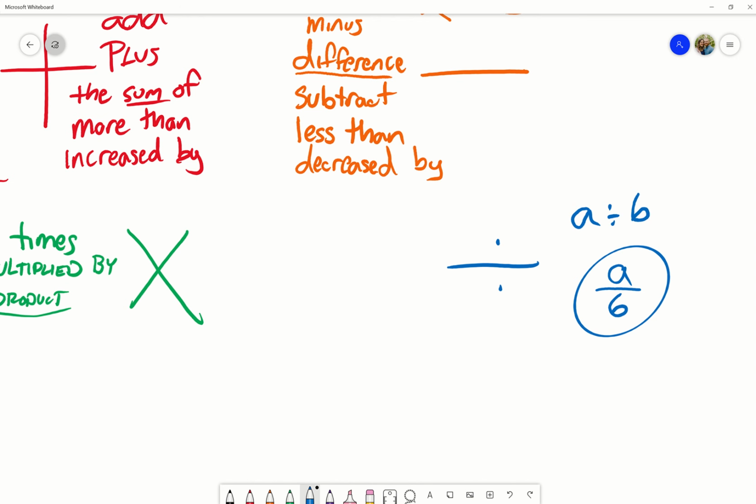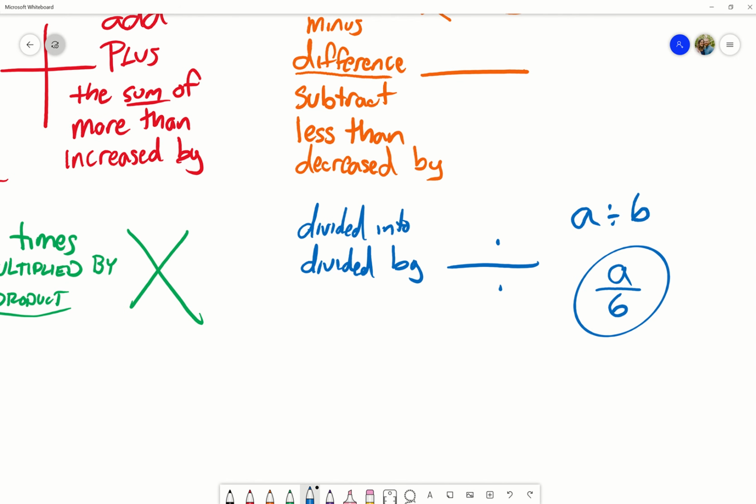But one way we could say division is we could say this is 6 divided into a. I'm starting with a and I'm dividing 6 into that. So that's one way we could say it. Another way we could say it is we could say this is a divided by 6. So a divided by 6 would be this one.